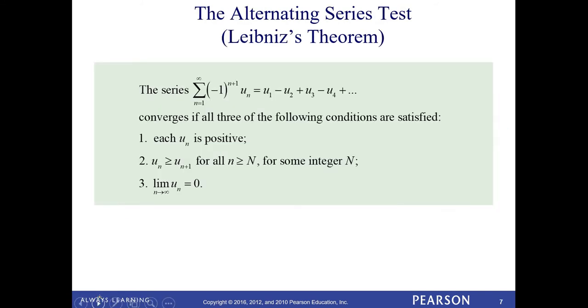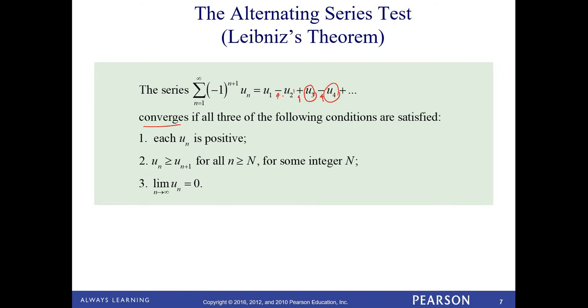Alternating series. So here is a series that has that minus 1 to the n plus 1, where it flip-flops, plus, minus, plus, minus, plus, minus. These kinds of series converge if all three of the following conditions are satisfied. Each u sub n is positive. That's not counting the alternating piece in the middle.